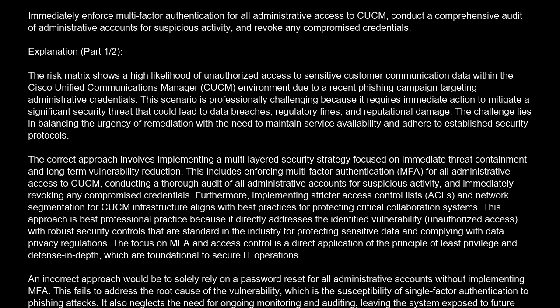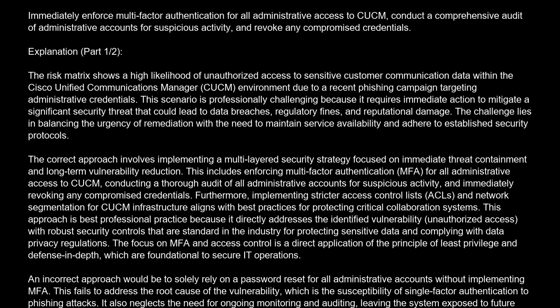Explanation. The risk matrix shows a high likelihood of unauthorized access to sensitive customer communication data within the Cisco Unified Communications Manager, CLICA, environment due to a recent phishing campaign targeting administrative credentials. This scenario is professionally challenging because it requires immediate action to mitigate a significant security threat that could lead to data breaches, regulatory fines, and reputational damage.